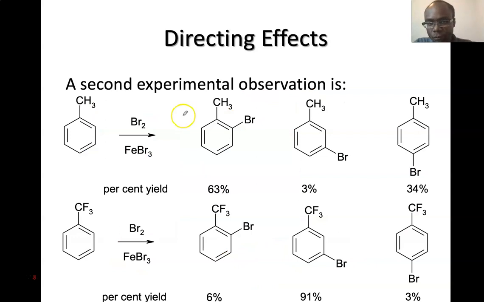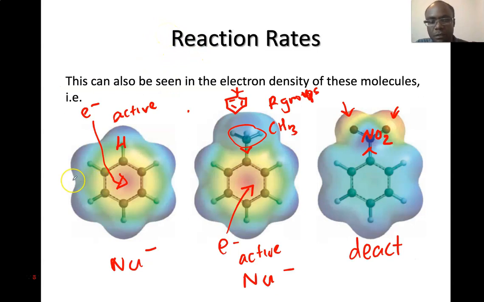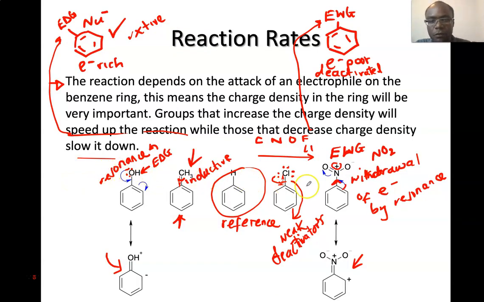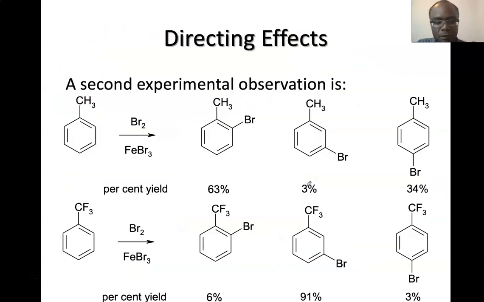So there was an experiment that was done to see the effect of these groups sitting on the ring before you do electrophilic aromatic substitution. So first, toluene was taken and was reacted.